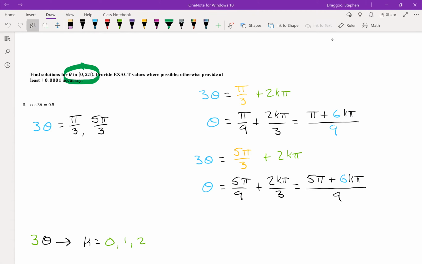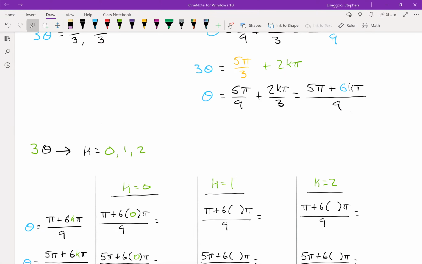And since I was looking at the cosine of 3 theta, I'm going to end up needing 3 values for k. And we're going to start at 0 rather than starting at 1, which means whatever coefficient I have on theta, I'm going to use every whole number up until that one. So I'm going to use every whole number up until 3 for k. So 0, 1, and 2, but again, it's 3 values for k because it's 3 theta.